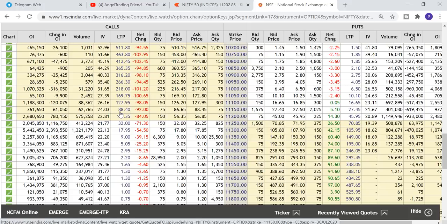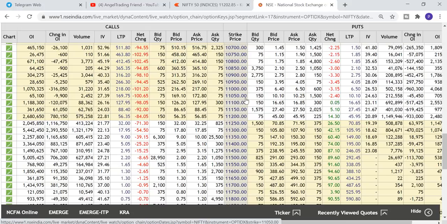I don't want to confuse you, I'll give you one more example. Let us take 11,100. 11,200 minus 11,100 is nothing but 100 rupees. But you can see the premium here is 127. So the remaining 27 rupees is nothing but the premium decay which you're going to get as profit. I think this is very much understandable now, at least.